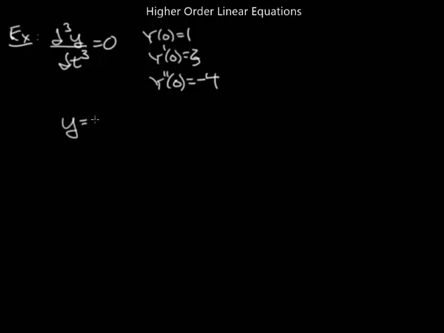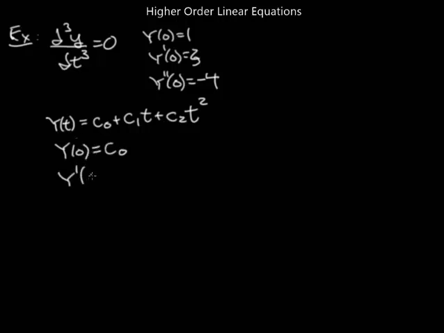That's 3 initial conditions. Well, we know that y is c0 plus c1t plus c2t squared. That's the general solution. And there are 3 unknowns, c0, c1, and c2, and we should be able to determine them. I'm going to call this capital Y. And so let's see, y of 0 is c0, and y prime of 0 is, let's see, take the derivative, that's c1.